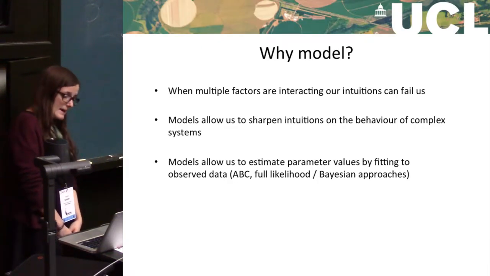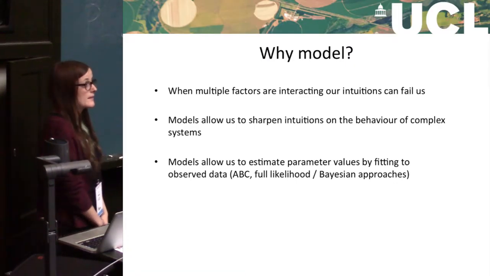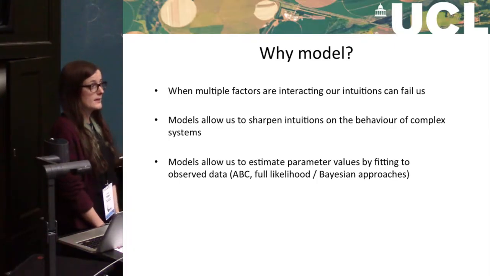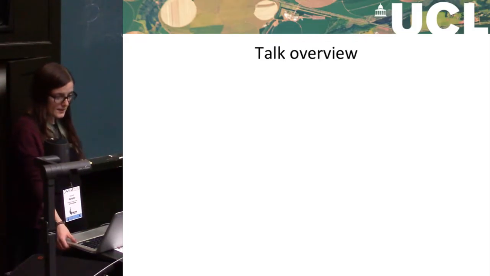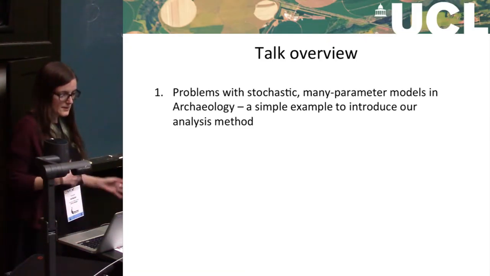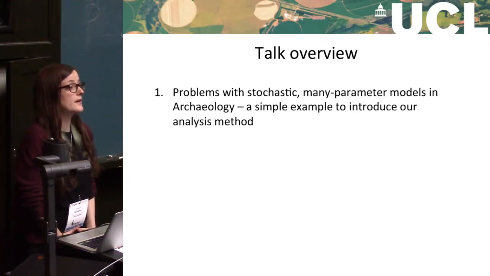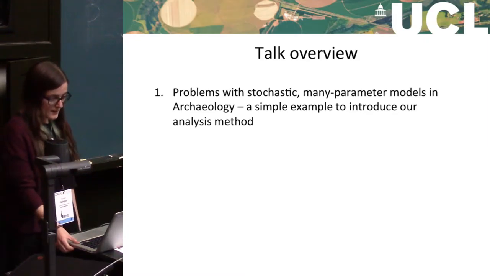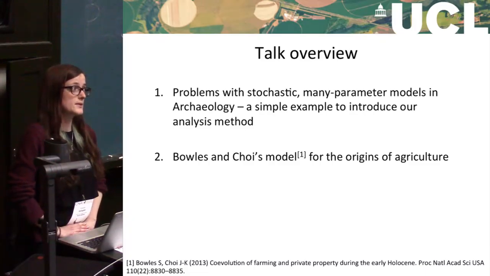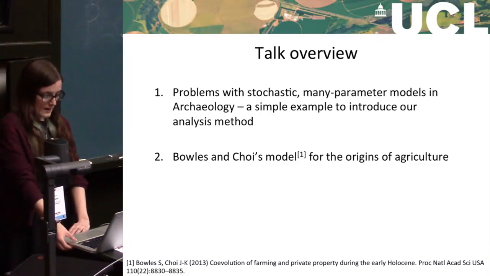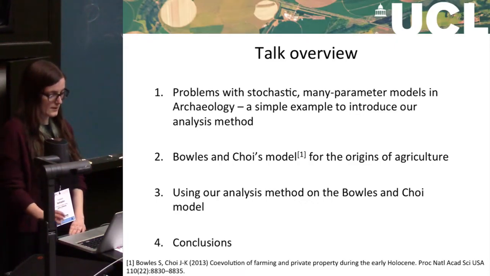So obviously models need to be analyzed properly, but they're often stochastic and have parameters which are hard to find exact values for, and we all know this from archaeology. So it can make the analysis really hard. In this talk, I'm going to illustrate some of the problems with a really simple model example to introduce our analysis method. And then I'm going to show you an existing model for the origins of agriculture by Bowles and Choi, from 2013. And then I'm going to show you how we used our analysis method on their model and the conclusions.